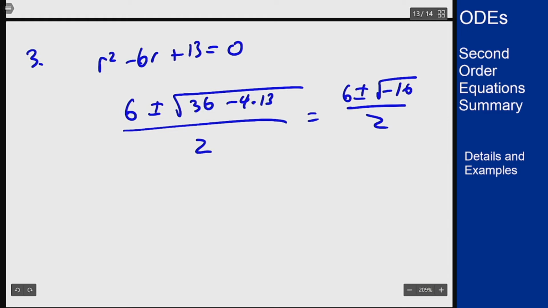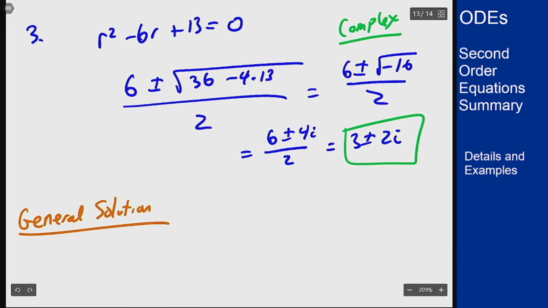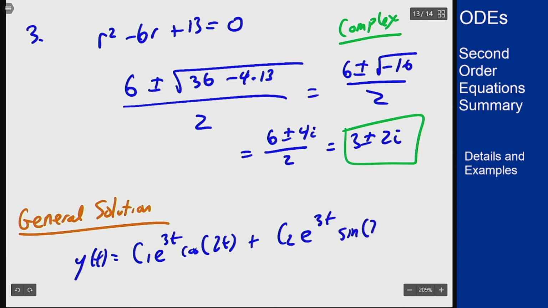This says right away we're dealing with complex roots. Root -16 is 4i, so 6 plus or minus 4i over 2, or 3 plus or minus 2i. So with that, we can write a general solution, because all we need to know is the real part and the imaginary part, and then write the general solution as y of t equals c1 e to the 3t cosine of 2t plus c2 e to the 3t sine of 2t.